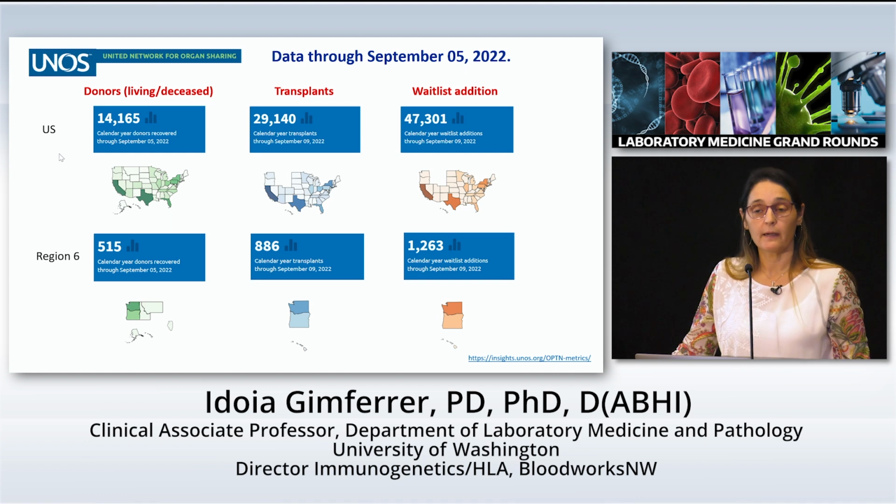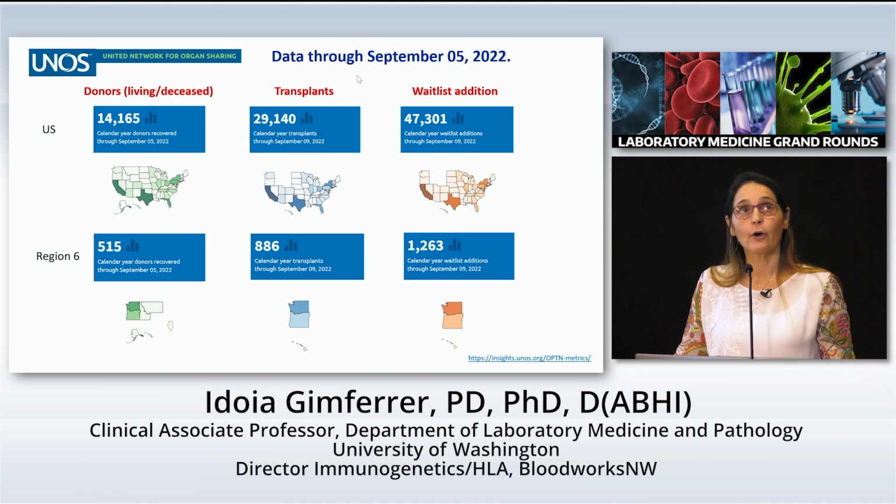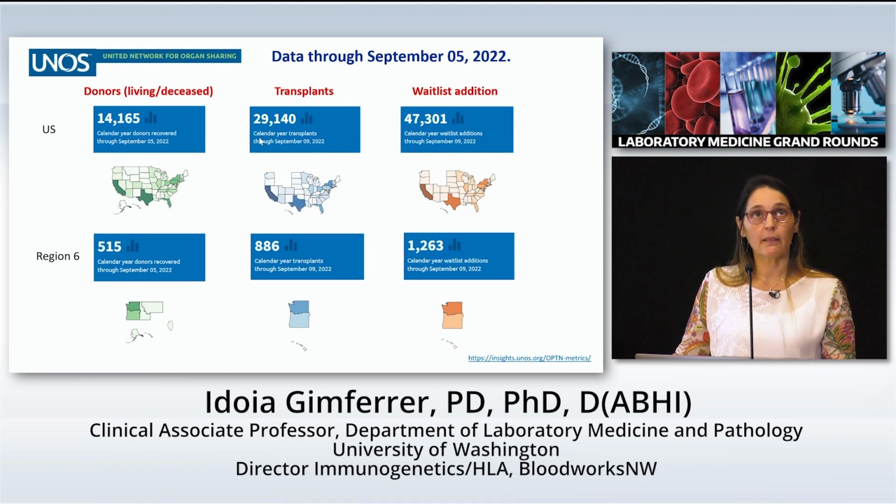This is, so far at September 5th, the number of donors, and that is living donors and deceased donors. There is a big push for living donors. You can be a living donor of a kidney, and you can be a living donor of a liver, half of the liver. UW is doing those, starting I think like 2 years ago. So in the United States as a whole, as of September 5th, we had about 14,000 different donors facilitating 29,000 transplants, but we have added 47,000 people to the list. So we are adding more people than transplanted people.